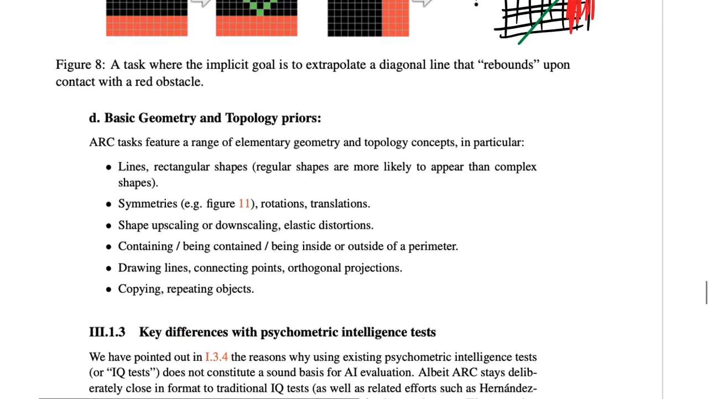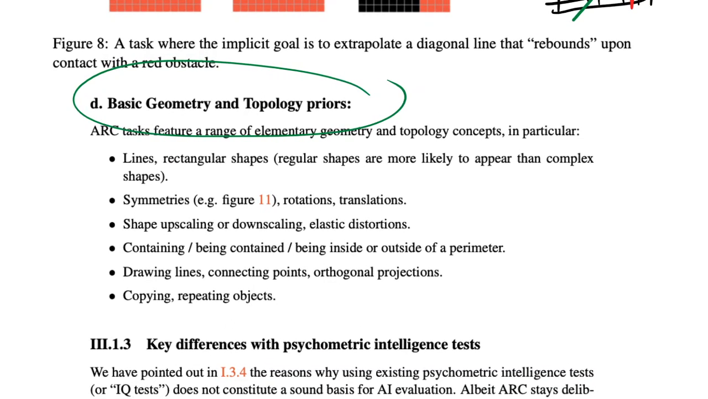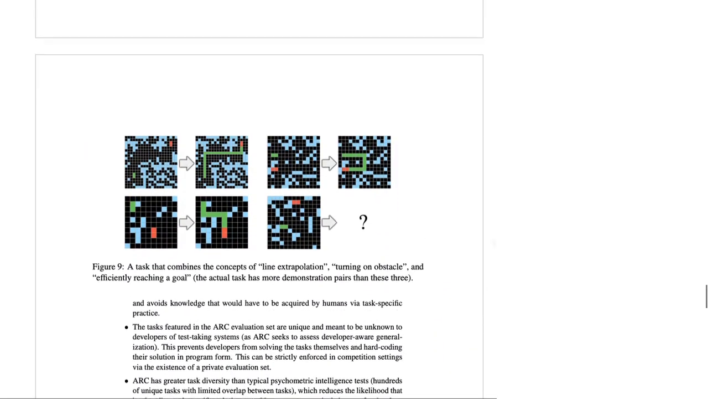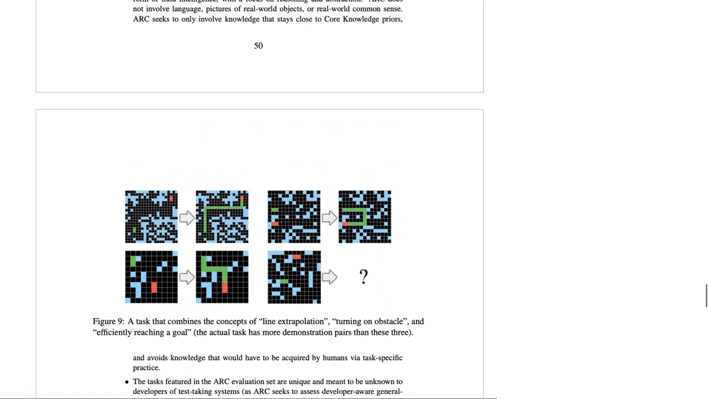Okay, so yeah, there are these basic geometry and topology priors like lines, rectangular shapes, symmetries, rotations, translations, shape upscaling, containing, being contained, drawing lines, connecting points, and so on. Now, let's look at some more examples. These are fun, right? Check out this one here.